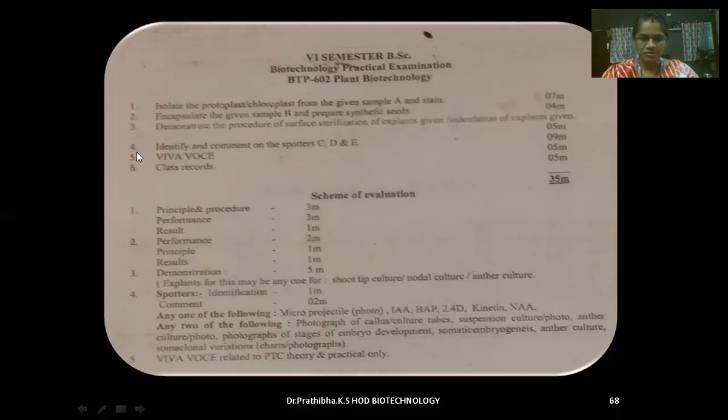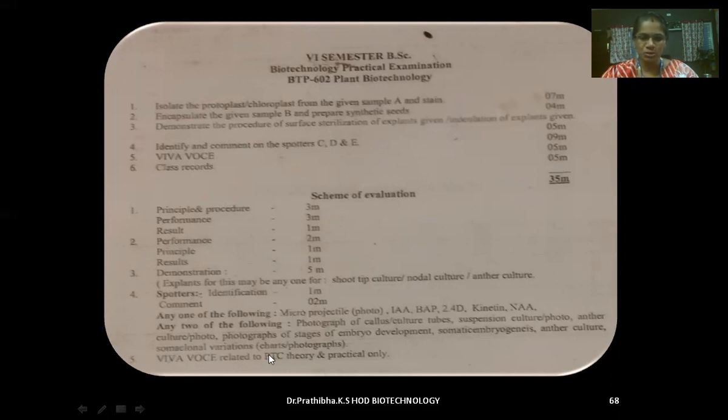Then coming to the fourth question, spotters. Identify and comment on the spotters C, D and E, which carries 9 marks. It means each spotter carries 3 marks. Spotter identification 1 mark, comment 2 marks. Okay. Then fifth question, viva voce will be there, that is for 5 marks. Here in this viva, related to plant tissue culture theory part or from practical, you may get some questions. Now, sixth one, class record, this carries 5 marks.